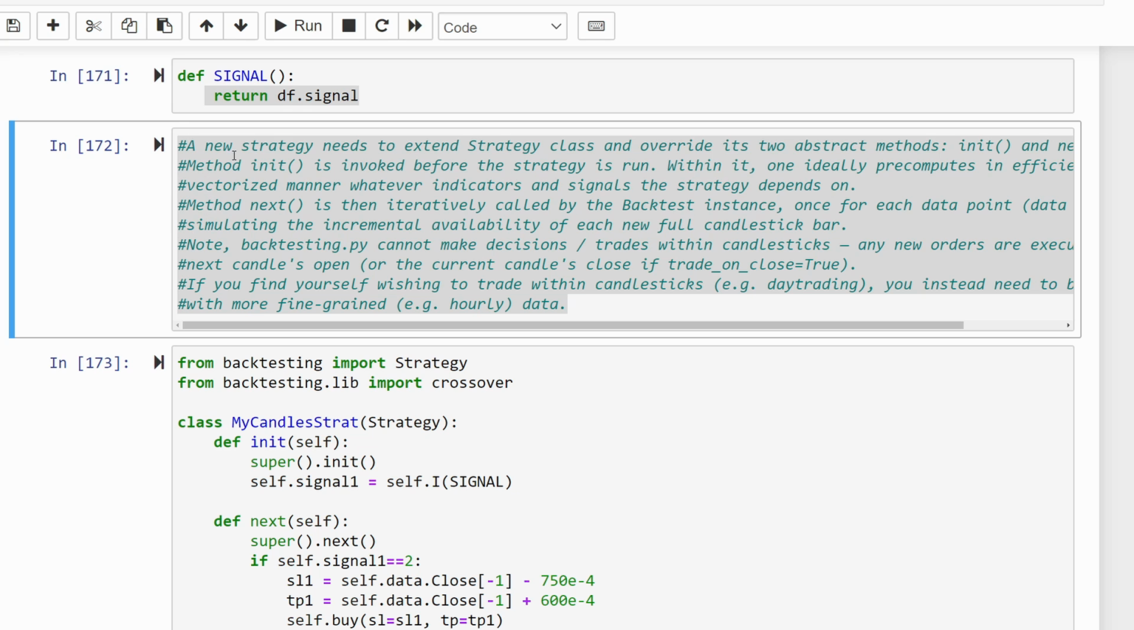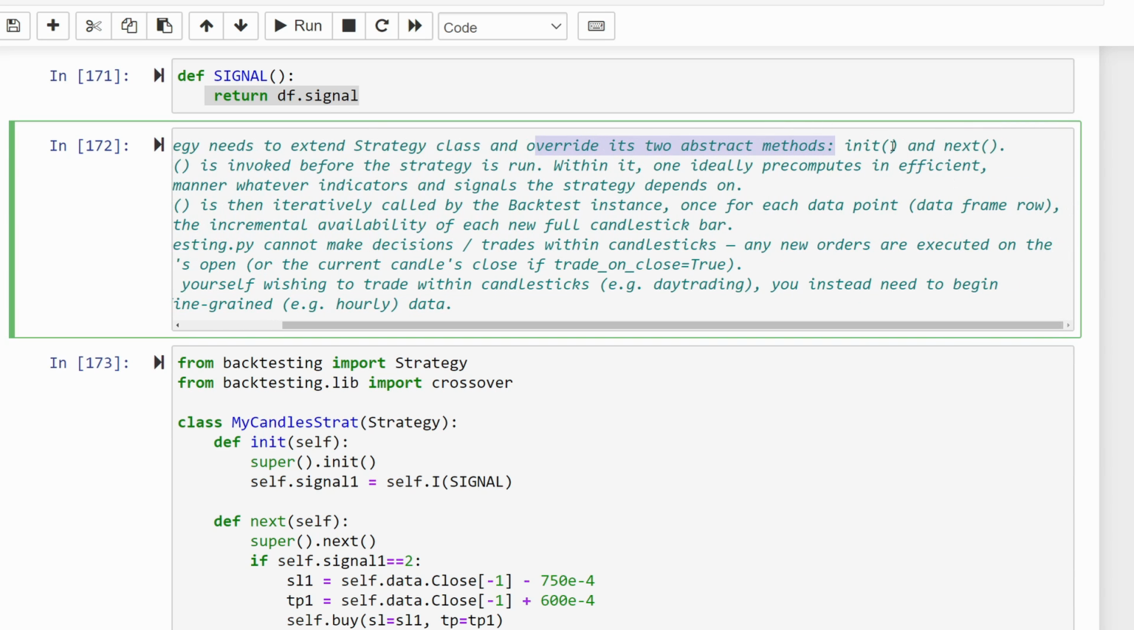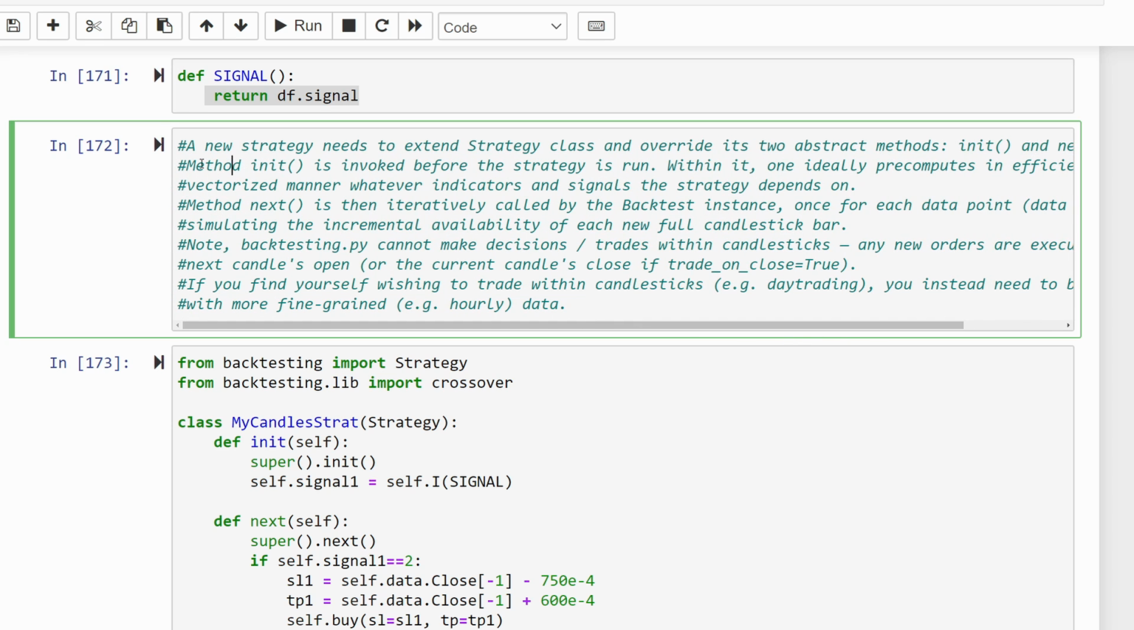They are saying that a new strategy needs to extend the Strategy class and override its two abstract methods, init and next. So these are the two functions we are going to override to build our strategy. The method init, I think, is something to initialize the first variables or the first functions at the beginning of the strategy when you first call the class. So it is invoked before the strategy is run. Ideally, it is used to pre-compute whatever indicators and signals the strategy depends on. So anything that needs to be computed, you have to do it within this init function. It's run only one time at the beginning of the class.